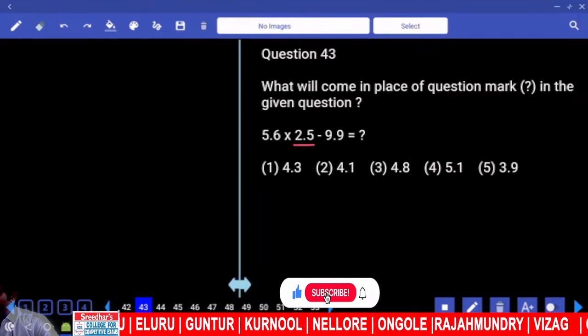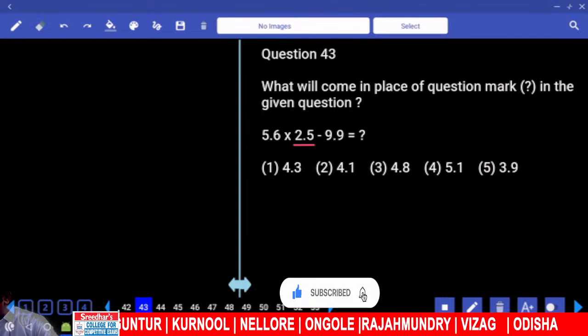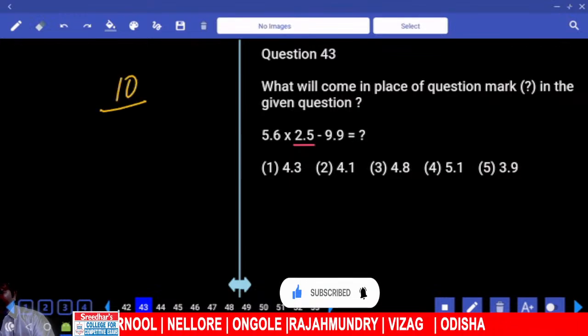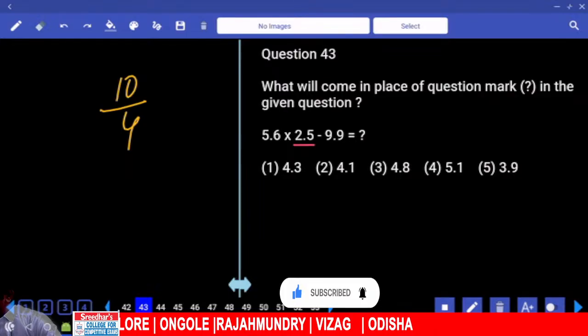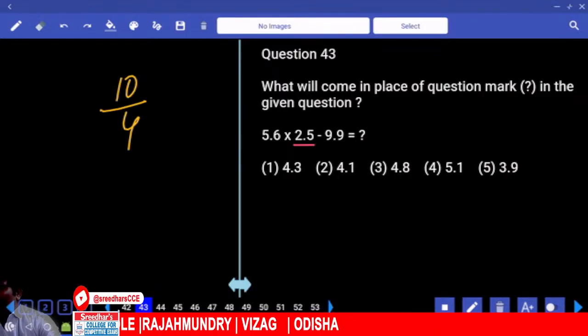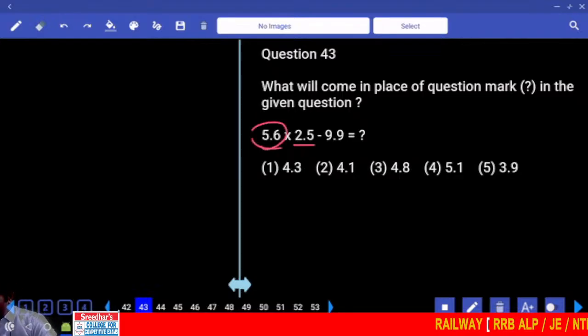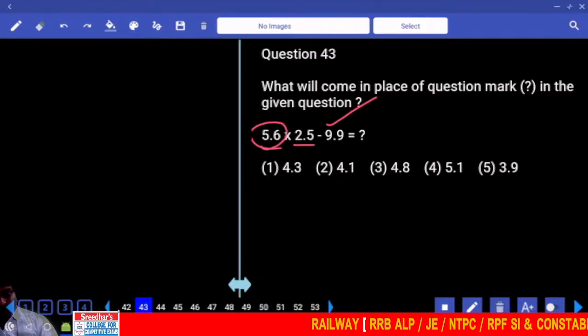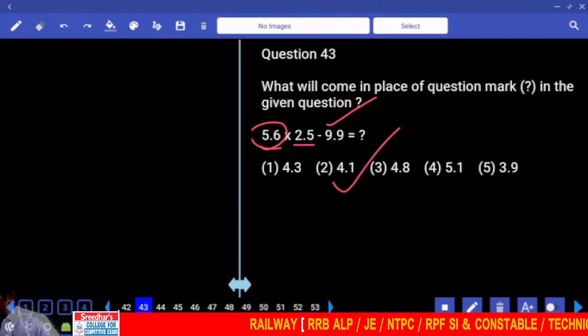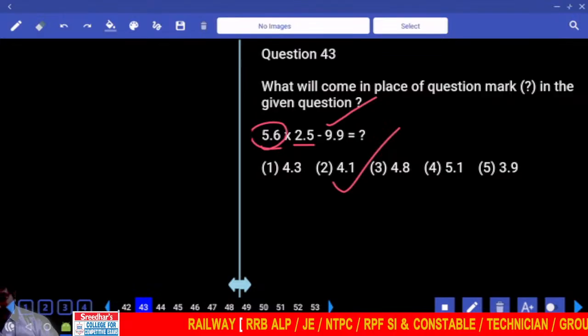2.5. When you see 2.5, your eyes should look at it as 10 by 4. 2.5, treat it as 10 by 4 into 10, 56 by 4, 14 minus 9.9, 4.1. Subtract 10, add 0.1. Yes. Next.